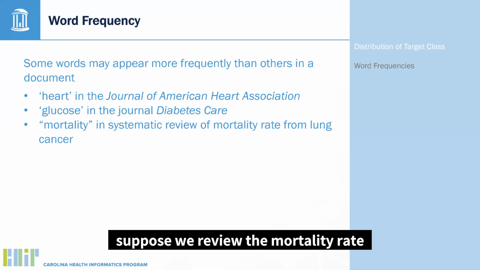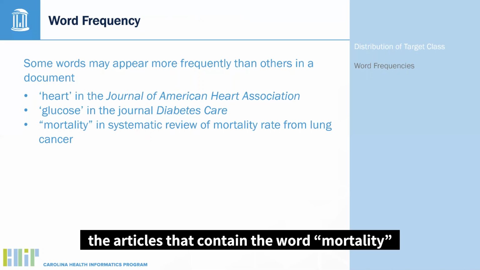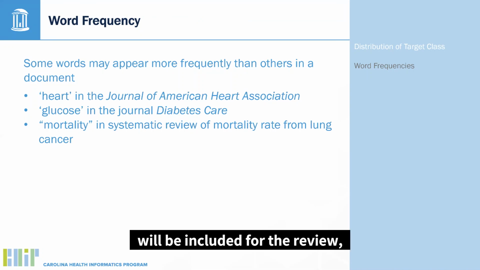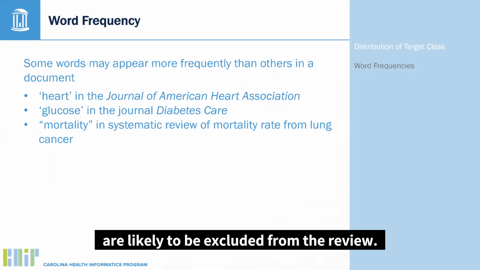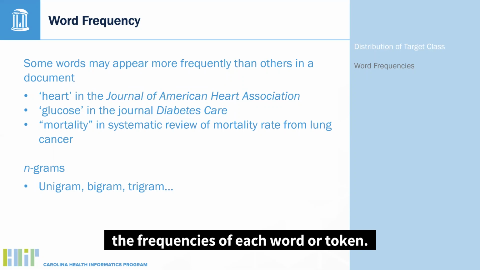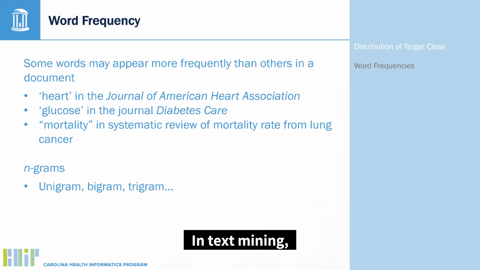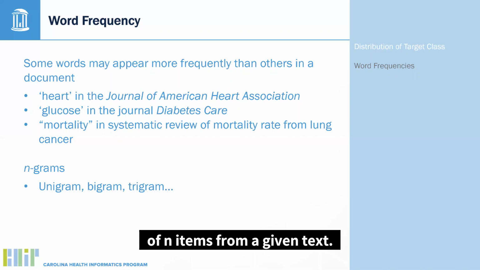For example, suppose we review the mortality rate from stage 3 lung cancer. It is likely that the articles that contain the word mortality will be included for the review, while those that do not include the word mortality are likely to be excluded from the review. There are different ways to count the frequencies of each word or token. In text mining, words or tokens can be represented as n-grams, which are a contiguous sequence of n items from a given text. An n-gram of size 1 is referred to as a unigram. Size 2 is a bigram. Size 3 is a trigram.